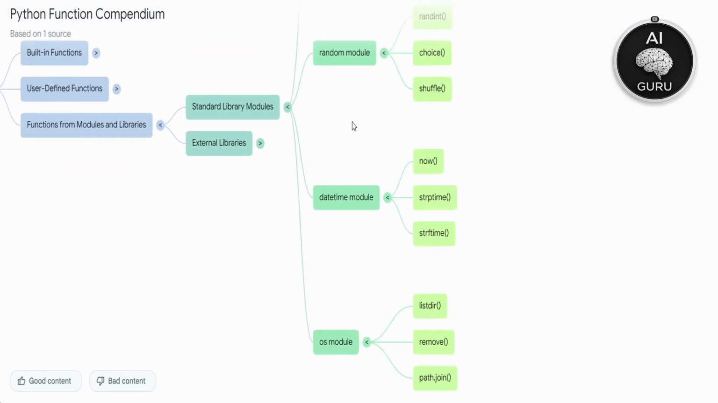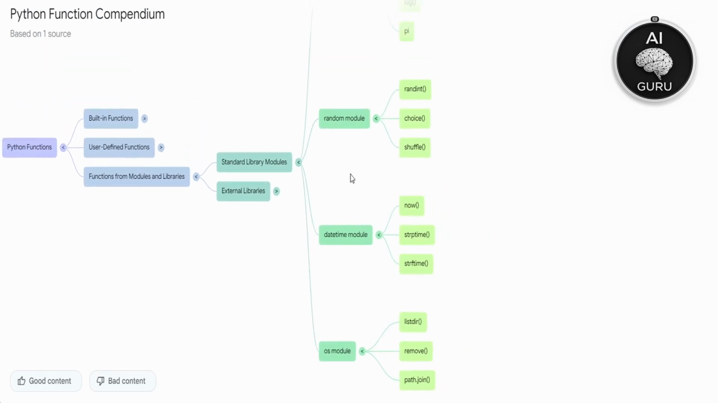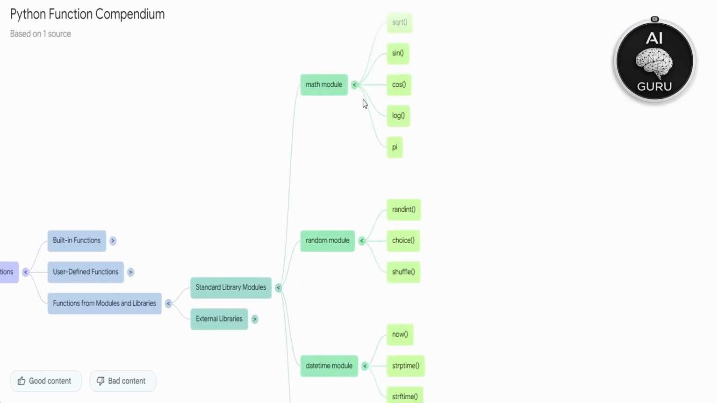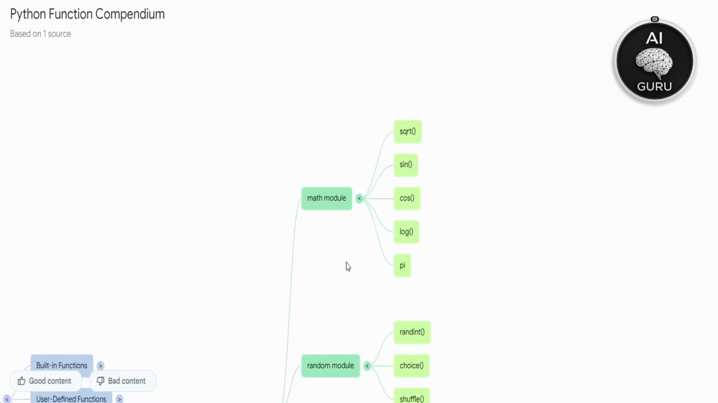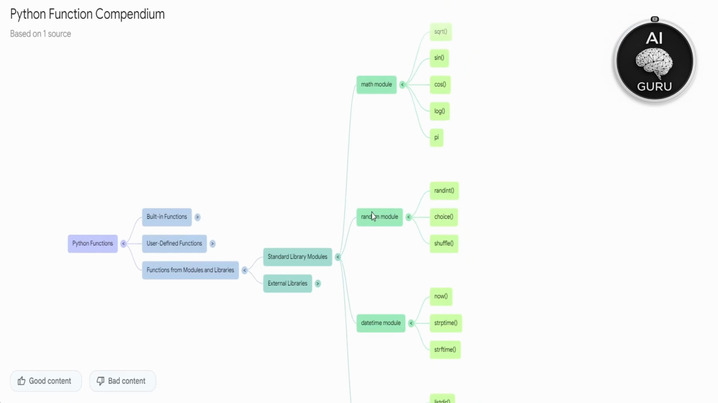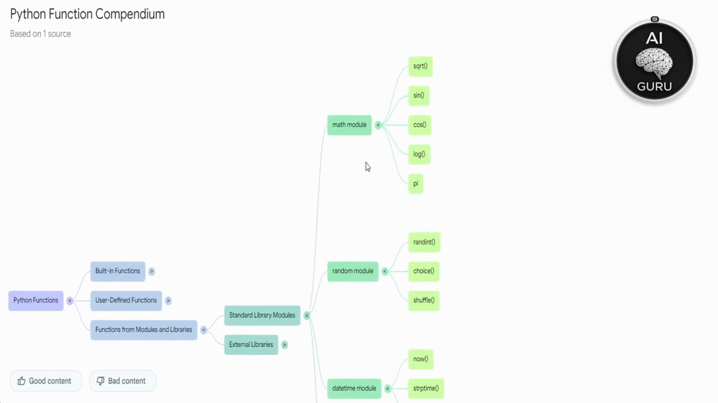Sure. The math module is a classic. Need a square root, math.sqrt, trigonometry, math.sin, math.cos, logarithms, math.log, even constants like math.pi. Essential for anything scientific or engineering related?